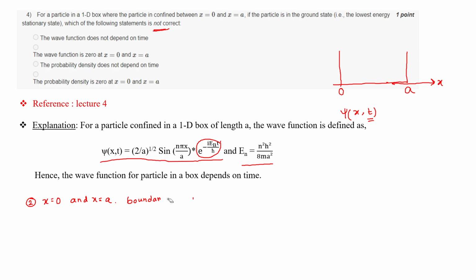I am just briefly explaining why this does not depend on time. I am saying that it is written correctly. The probability density does not depend on time. How? Because you can see here in the wave function, this e to the power term has minus i E n t by h cross. And what happens if you are taking psi star? What will be the psi star?